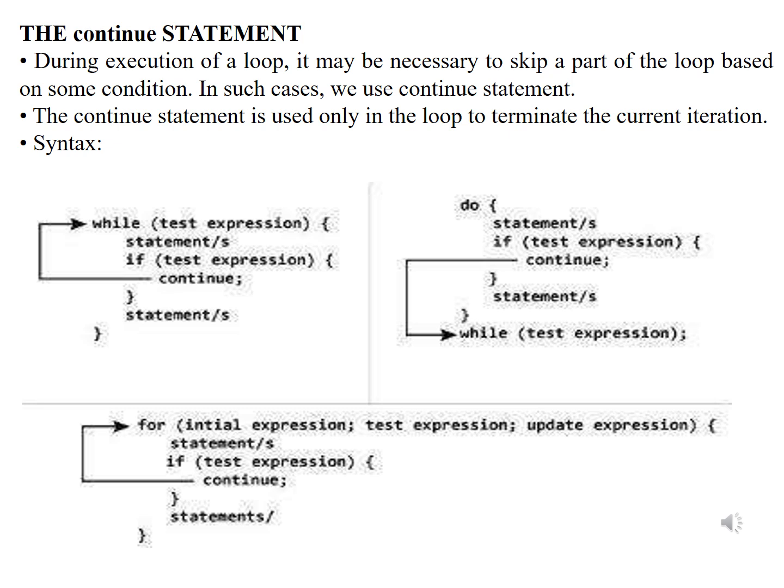In the do while loop, write the statements, if test expression, write the condition, continue. If it is true, it skips the remaining part and goes on with the loop. And the same way for the for loop: initial expression, test expression, update expression, statements will be executed. If the test expression is true, it skips the remaining part and continues with the for loop.